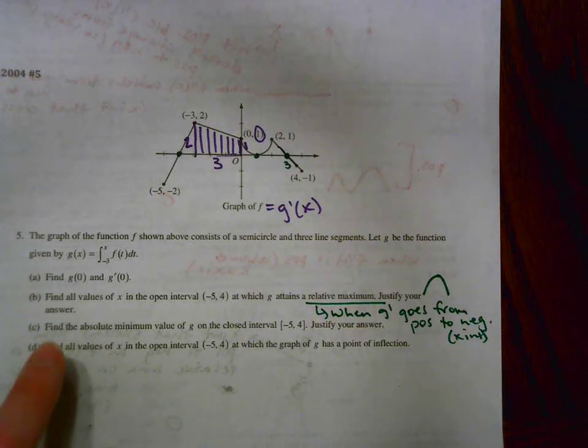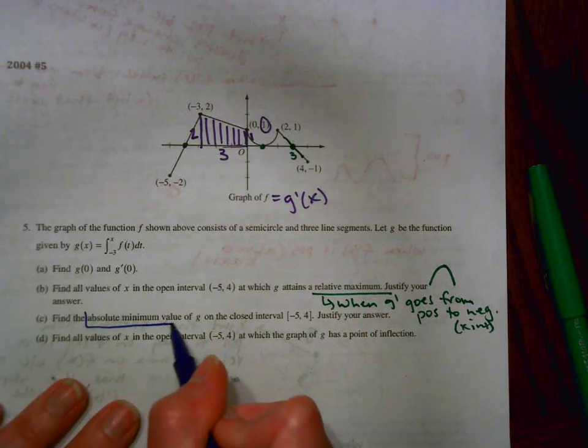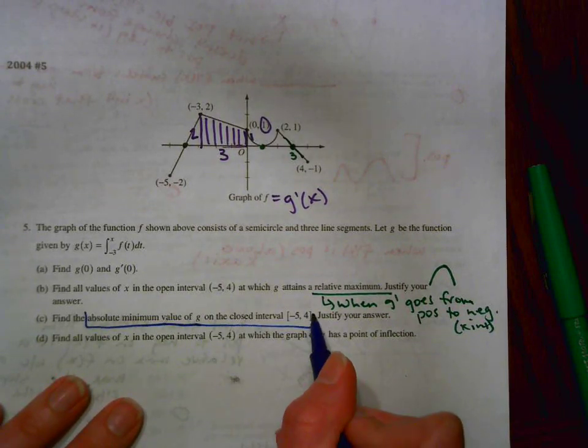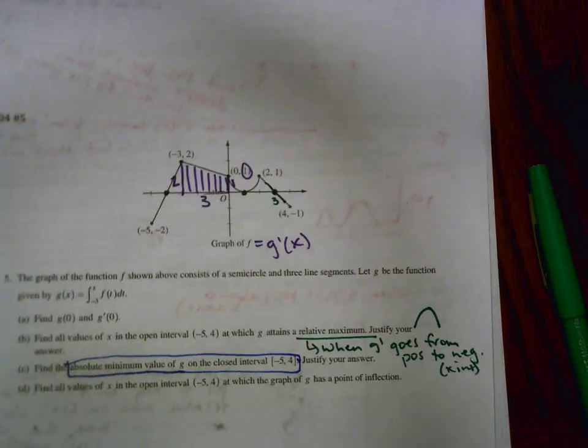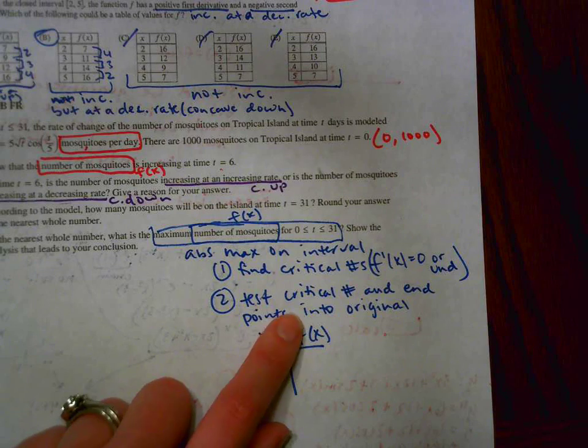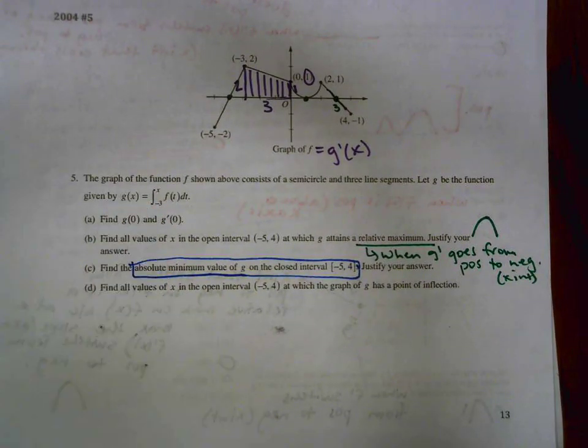So for part C, find the absolute minimum. We love these questions: absolute minimum of your function on an interval. So how do you do that? We just wrote it out on the other one, didn't we? Or it was the mosquitoes one. Find your critical numbers, and then you test critical numbers and endpoints into the original. In this case they gave you the original, g of x is this.